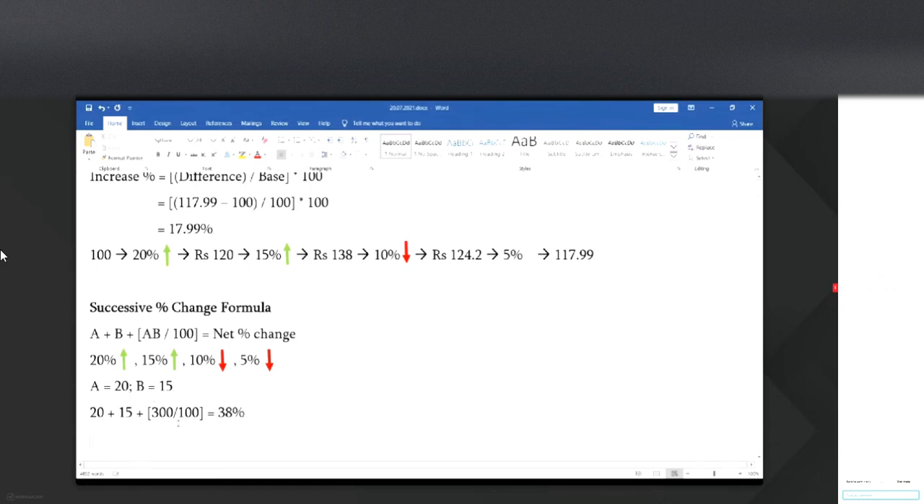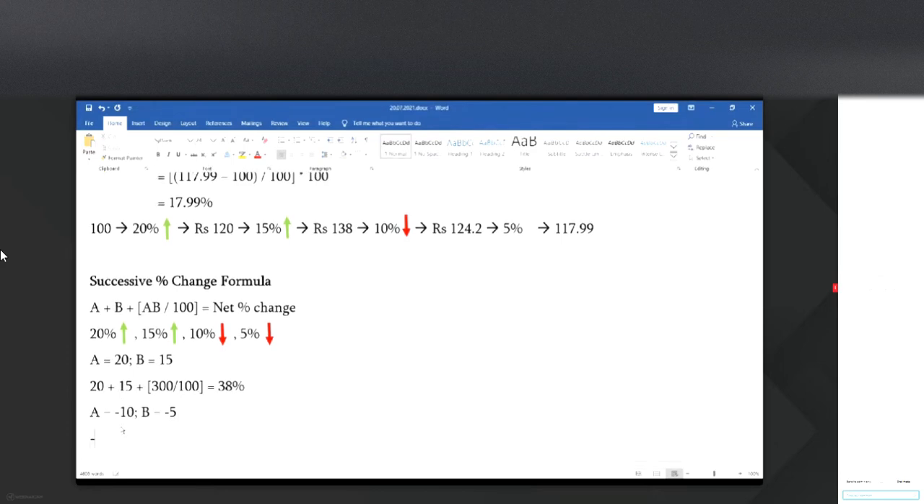What I'll do is I'll do it for 10 and 5. Remember, this is negative 10 and negative 5. So how do you do negative 10 and negative 5? A must be equal to minus 10 and B must be equal to minus 5. So minus 10 minus 5, minus into minus is plus. So 10 into 5 is 50. So this should be 50 divided by 100. And what this will give me is minus 15 plus 0.5, so will give me minus 14.5 percentage.